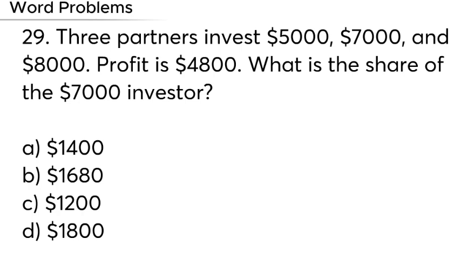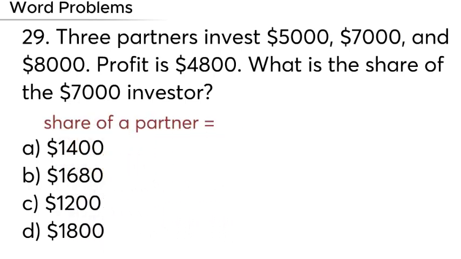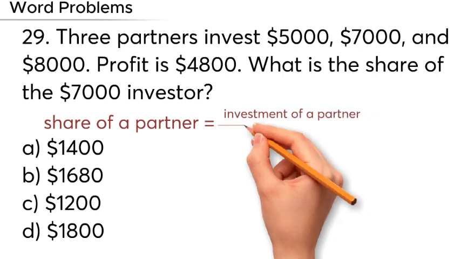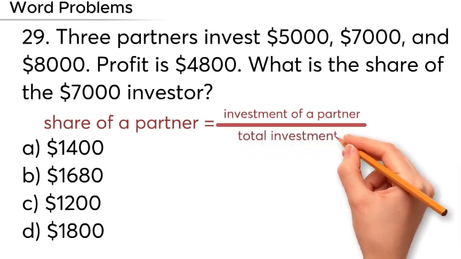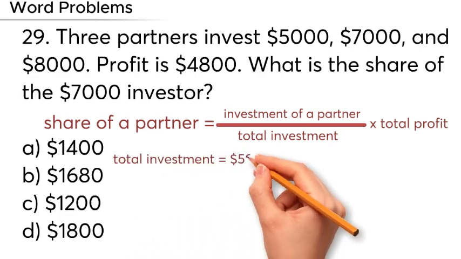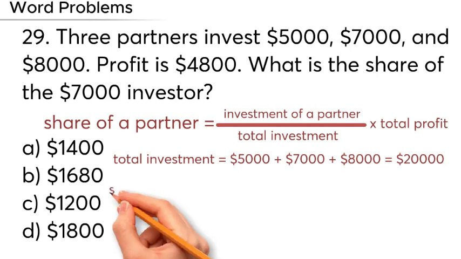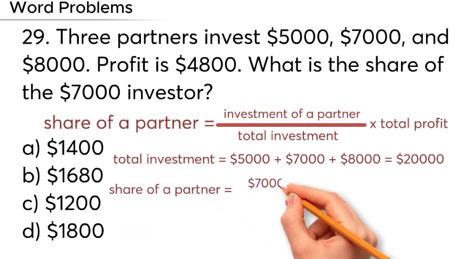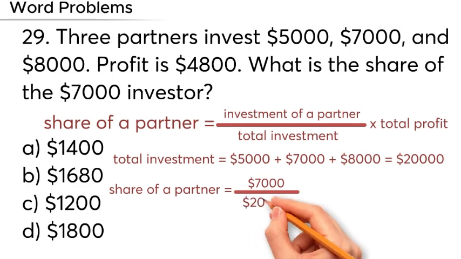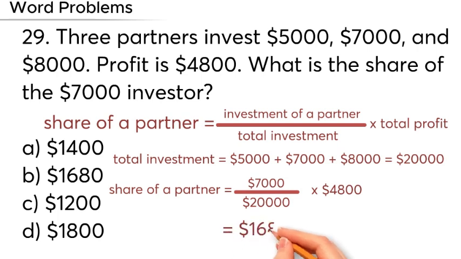First is to understand the profit-sharing principle. The profit is divided proportionally to the amounts each partner invested. This means that the share of a partner is equal to the investment of a partner divided by the total investment times the total profit. Let's calculate the total investment. It is equal to $5,000 plus $7,000 plus $8,000, which is $20,000. The share of the investor who invested $7,000 is equal to $7,000 divided by the total investment $20,000 times the profit of $4,800. The answer is $1,680.